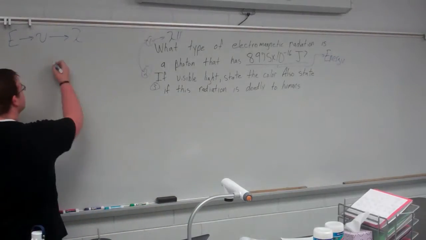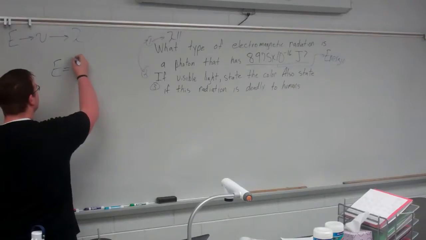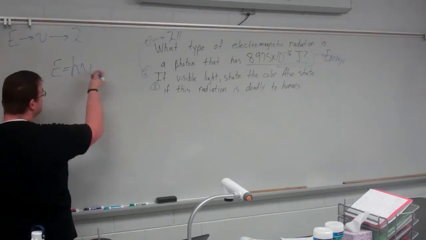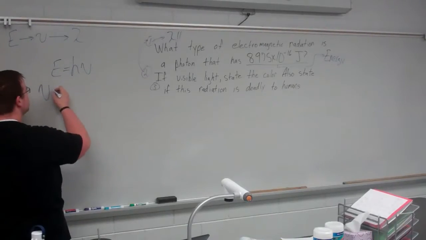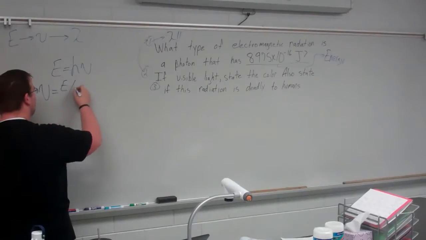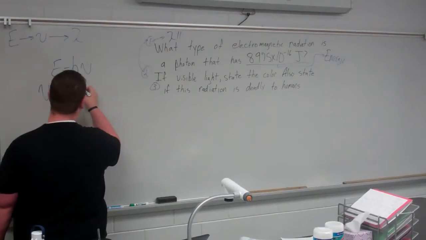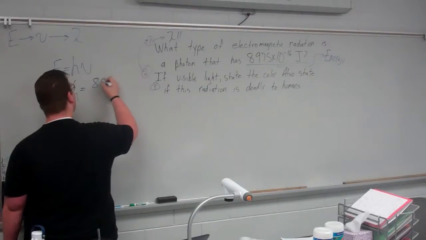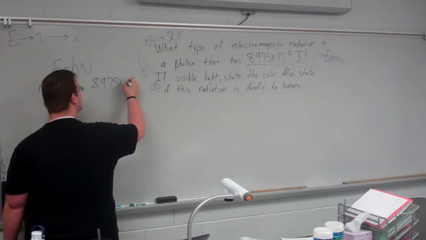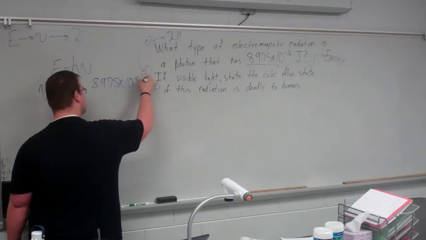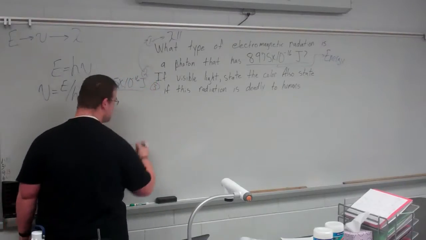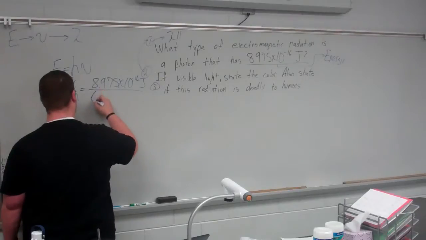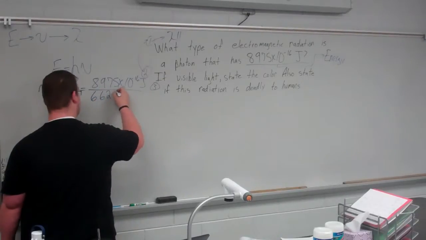So in this case, energy equals Planck's constant times frequency. I'm trying to find frequency, so frequency is equal to energy divided by Planck's constant. The energy that we're given is 8.975 times 10 to the negative 16 joules, divided by Planck's constant, 6.626 times 10 to the negative 34.